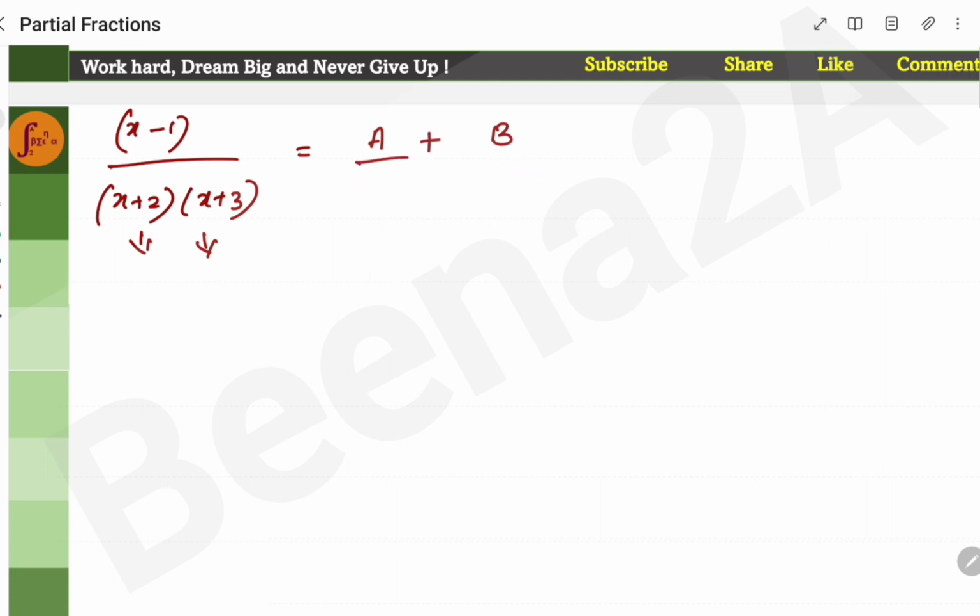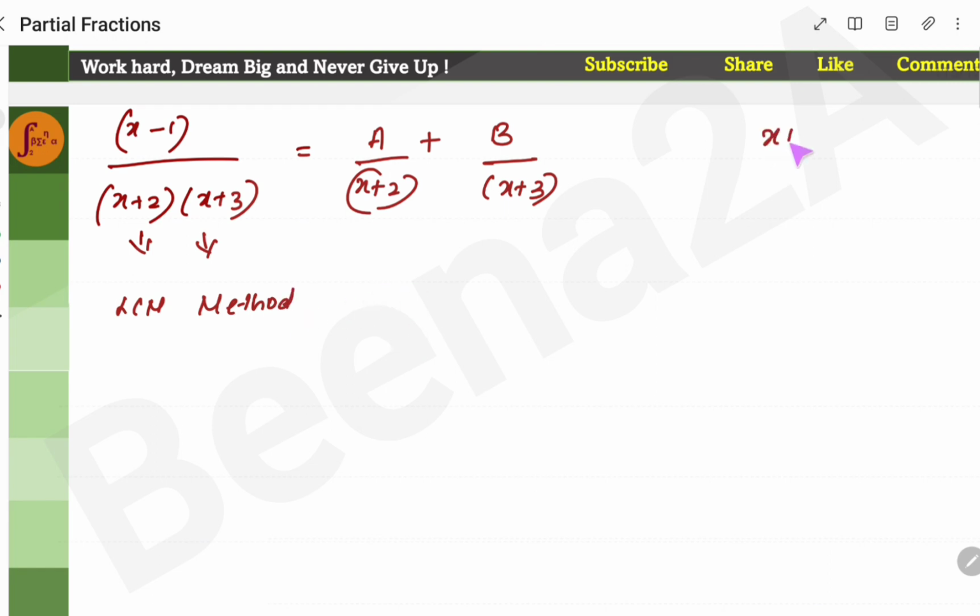I'll add both of them. Now what will then be the denominator? I'll take this first term, x plus 2. Then the second term I'll put here, x plus 3. Order doesn't matter. I can even put x plus 3 here and x plus 2 here. It doesn't matter. So now I'll use the LCM method. LCM method is the simplest. It will avoid the number of steps.